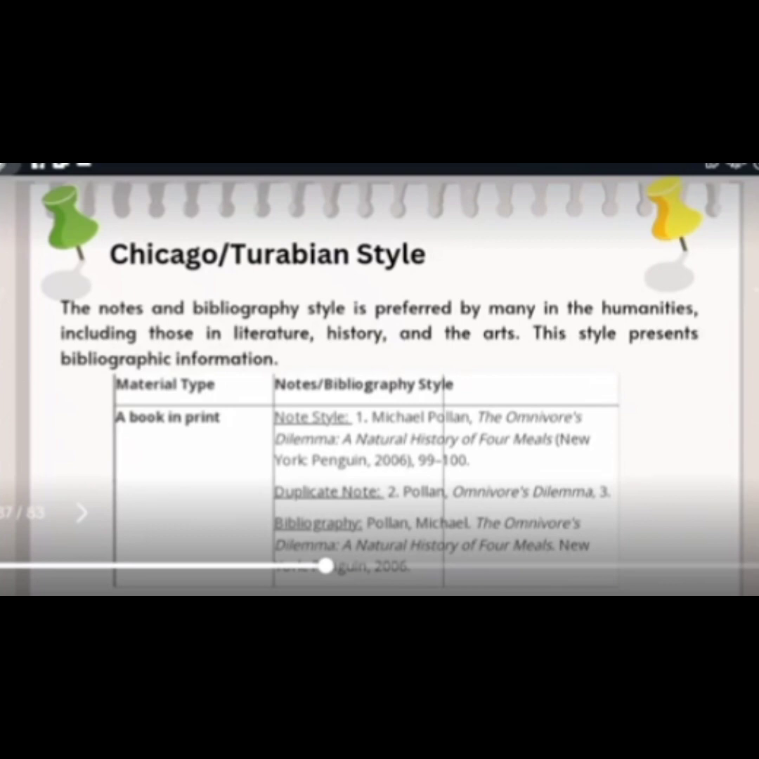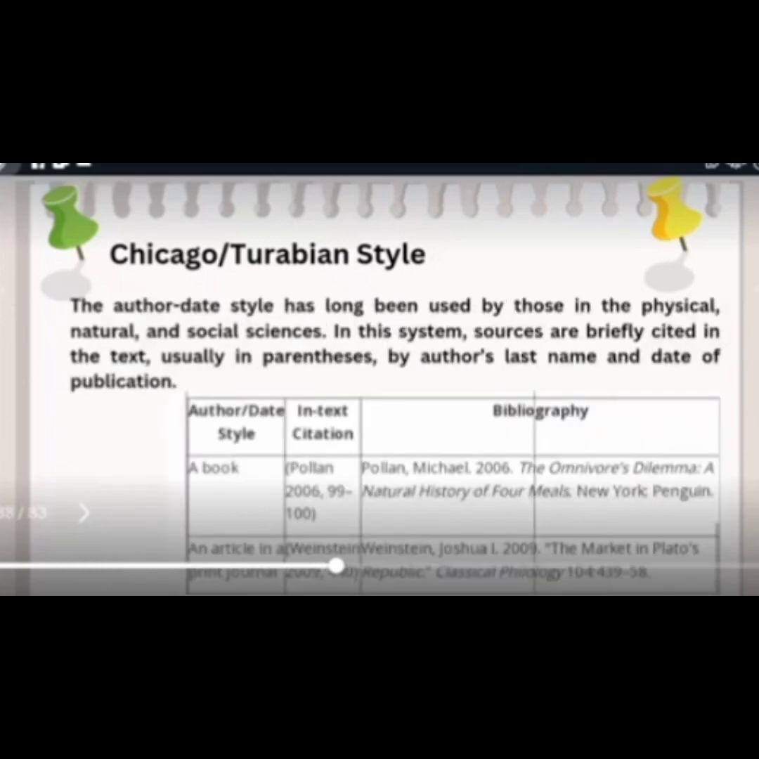Next, bibliography style. So look at the difference for this. Omnivore's Dilemma: A Natural History of Four Meals, New York, Penguin, 2006. Alright, so this is bibliography style. The upper part is the note style. See the difference.